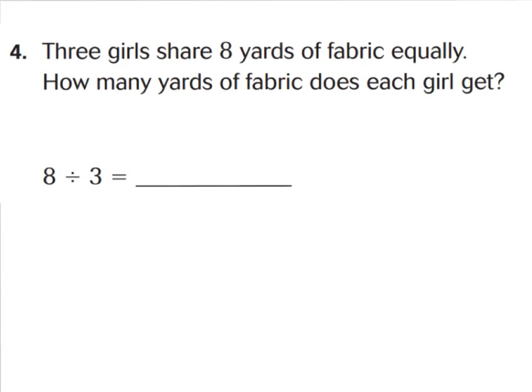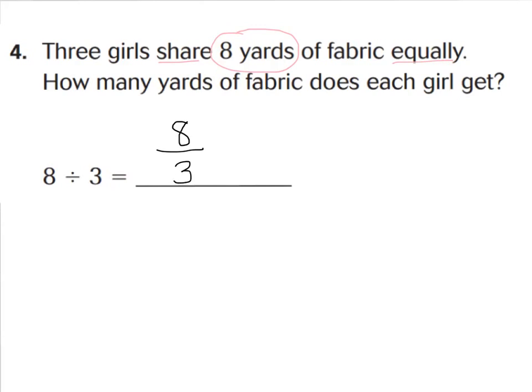So let's take a look at question 4. It says 3 girls share 8 yards of fabric equally. I see the word share and equally, and they're sharing 8 yards. That's our dividend. That's what you're dividing. So we have 8 yards divided among 3 friends. So it's 8 divided by 3. So we write that as a fraction as 8 divided by 3, or 8/3.